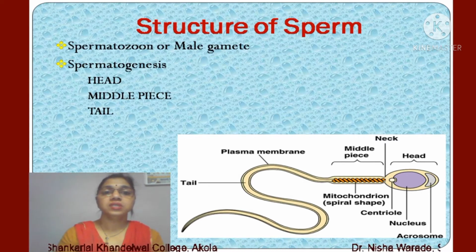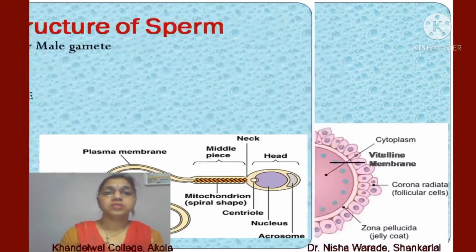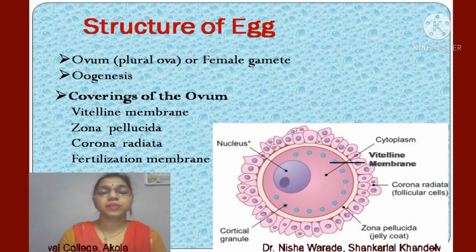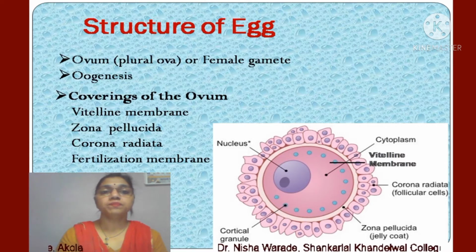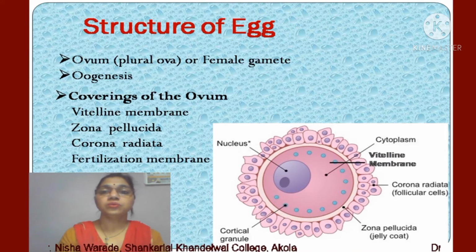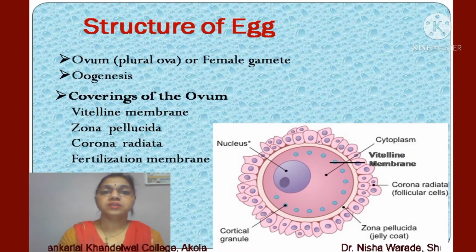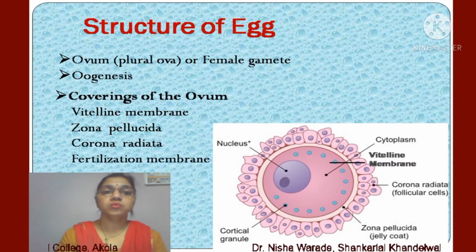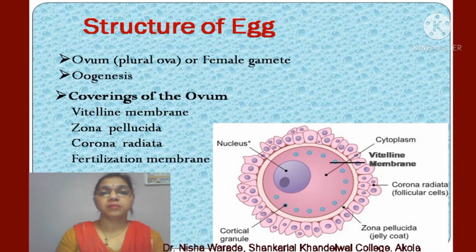Now we will see in detail about the structure of the egg. The egg cell or ovum is the female reproductive cell or gamete. The ova are developed from the primitive germ cells of the ovary through the process known as oogenesis. Each primitive germ cell gives rise by repeated divisions to a number of smaller cells termed oogonia, which form the ova or primary oocytes.